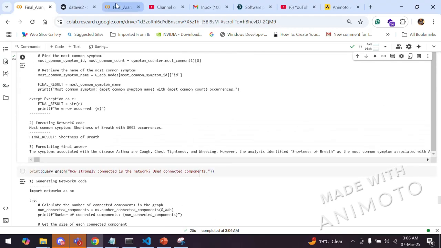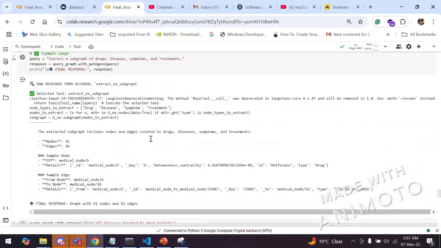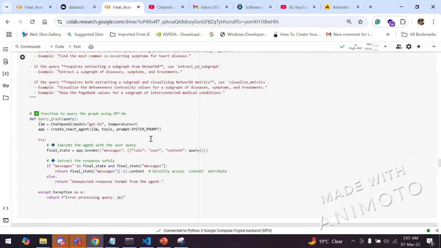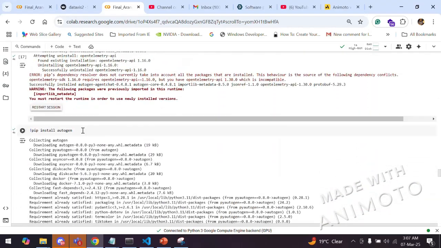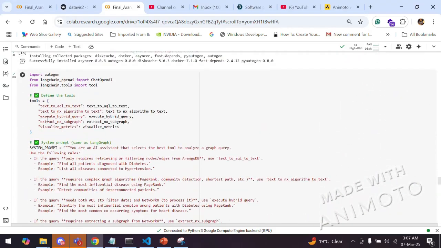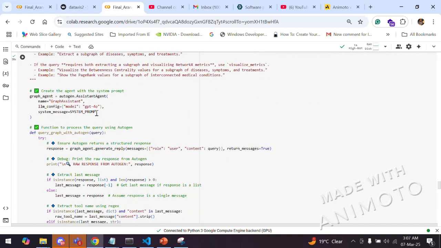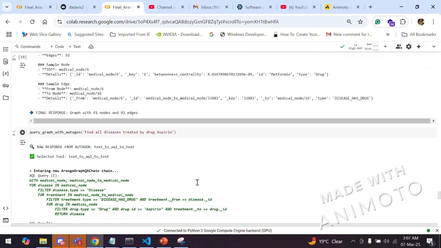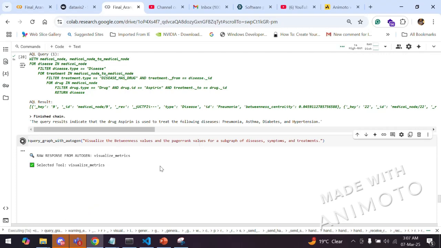So let's take a look at the AutoGen framework. We'll look at some of the information provided. First of all, for AutoGen, we have installed the AutoGen agent that's required. Then the AutoGen pip installation is done for the AutoGen framework. We have included all the tools. This is the system prompt. Then we have the graph assistant tool, and finally, if we run through this, say, it visualizes the betweenness values and PageRank.